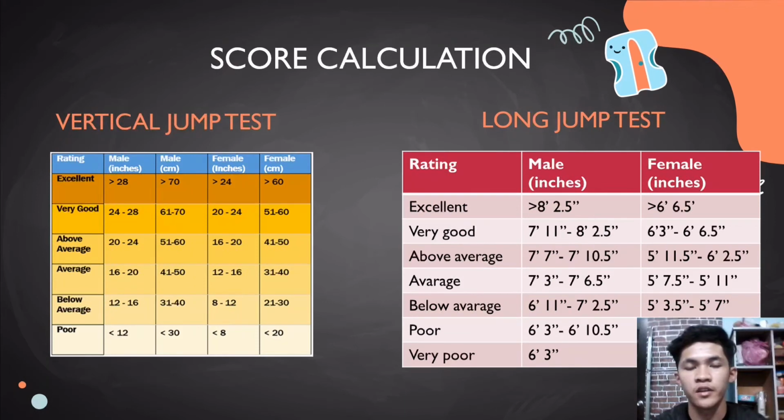Right? So this is the table of calculation for long jump tests. Excellent for male and female: male is above 8, while female is above 6 for the excellent result. The very poor result for male and female: for male is below 6, and for female below 4.